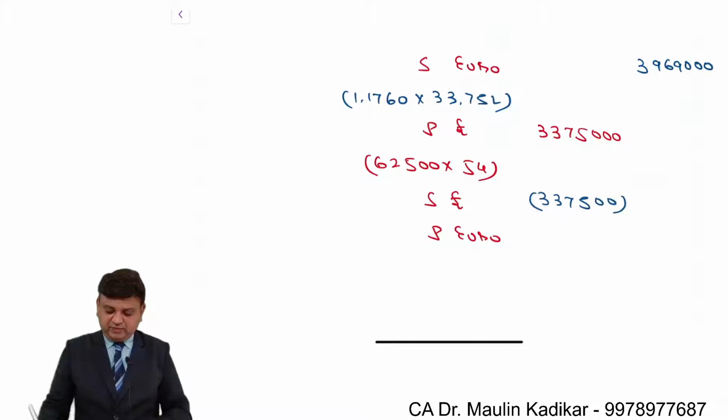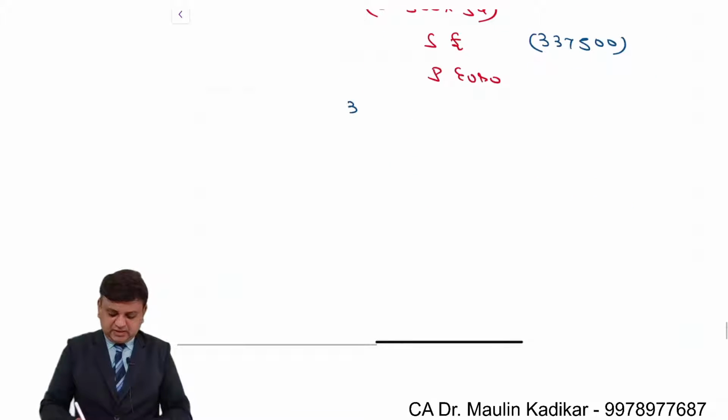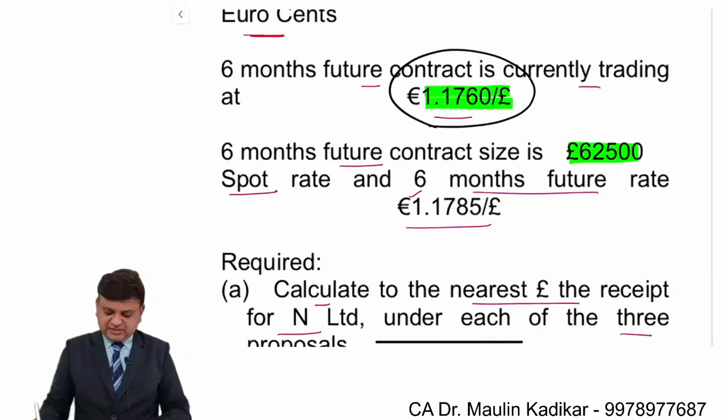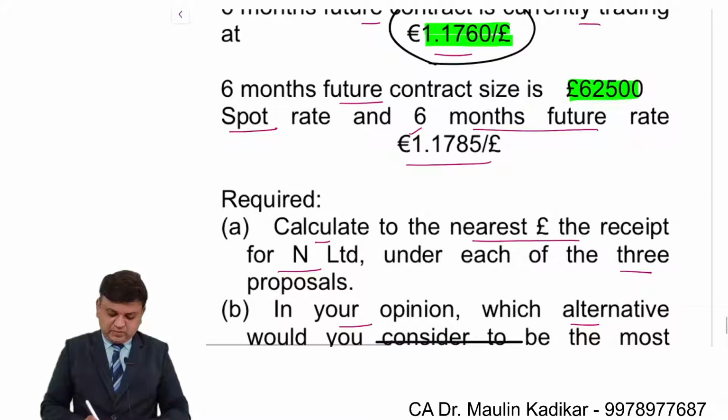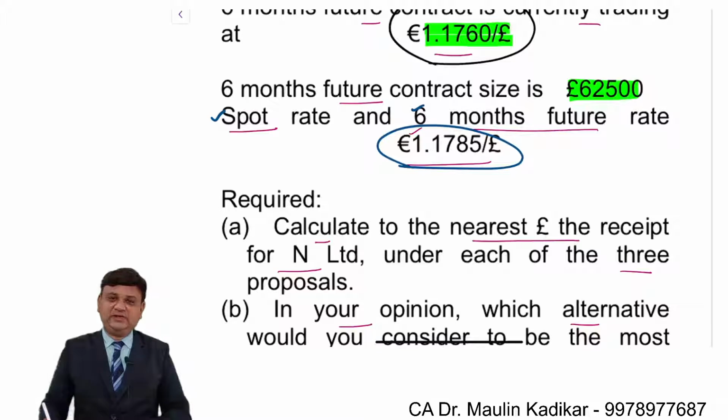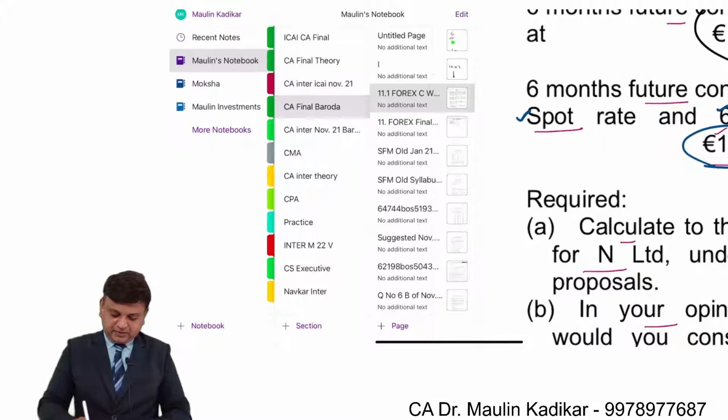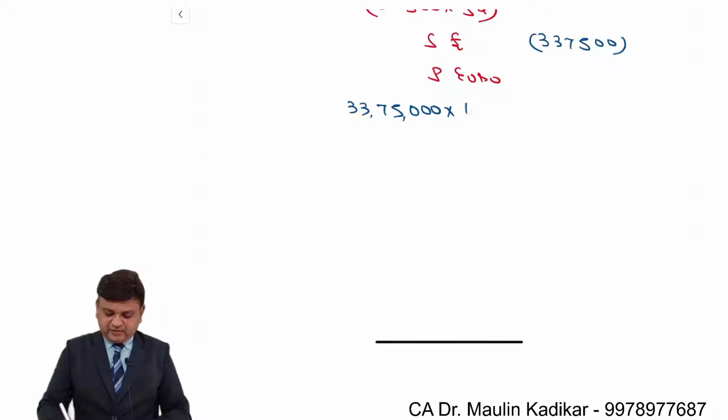Okay, later on when you purchase euro, it is again 33,75,000 multiplying with. Friends, over here the question speaks like this, that the spot exchange rate and 6 months futures exchange rate, both of them are same, 1.1785. So over here we will take 1.1785.